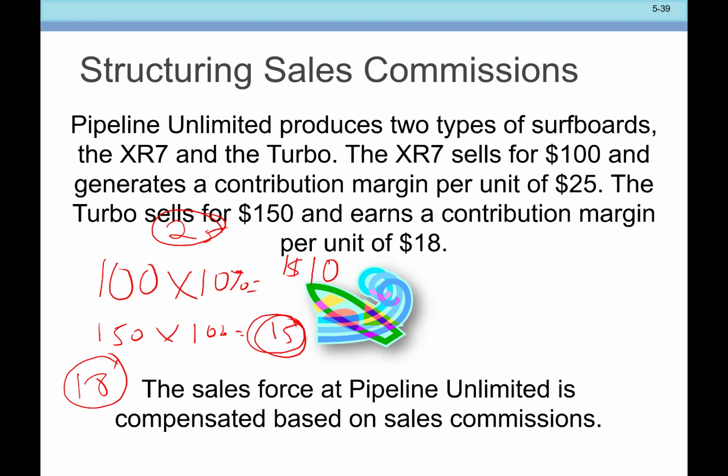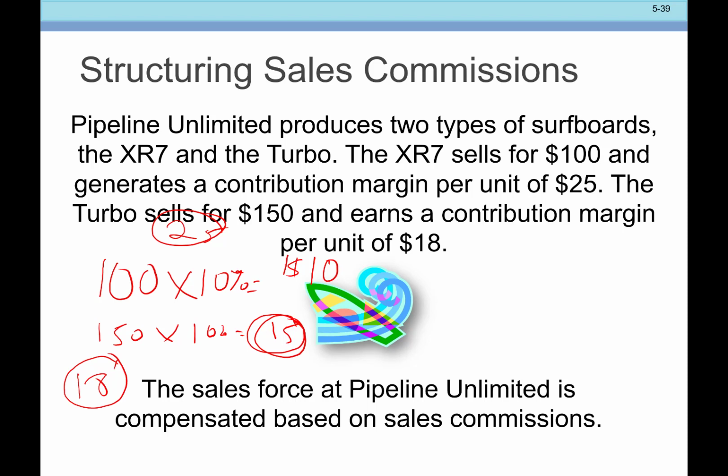So what happens? Pipeline Unlimited produces two types of surfboards, the XR7 and the Turbo. The XR7 sells for 100 and generates a contribution margin of 25. The Turbo sells for 150 and earns a contribution margin of 18. Now, if you're the salesperson, you want to sell this one, don't you? Because you can get a $15 commission. If the commission is 10%, you're going to get $15 versus $10 for the cheaper one. Meanwhile, the cheaper one has a higher contribution margin, right?